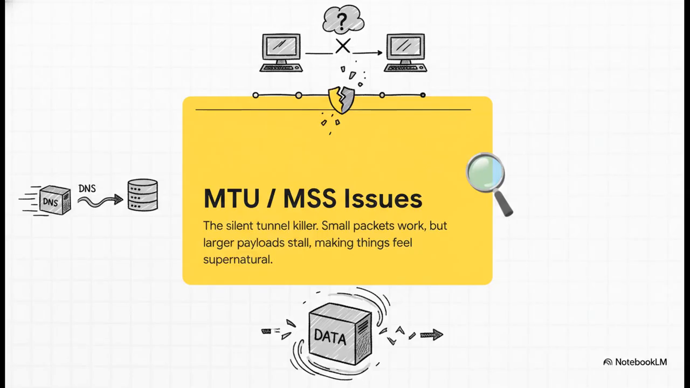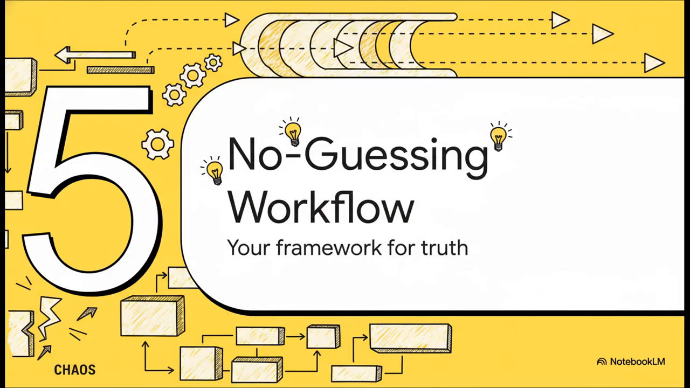And then we have the silent killer, MTU issues. This is that weird situation where small things like pings or DNS lookups work perfectly. But the second you try to move any real data or establish a TLS handshake, everything just stalls. It feels totally random, almost supernatural, but it's usually just a packet that's a little too big for some router along the way. So let's bring this all home.